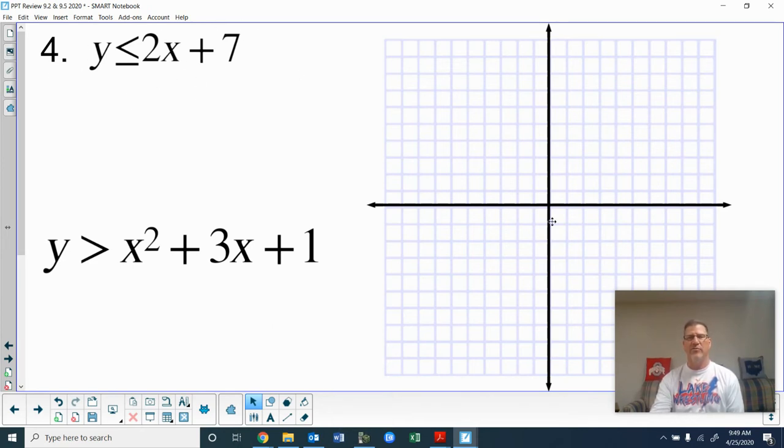Remember, 7 is our y-intercept. So I go up to 7, 1, 2, 3. Let's make this one red. So 1, 2, 3, 4, 5, 6, 7. So there's our y-intercept. Our slope is 2. Remember, we can just put it over 1 if it's a whole number. So I rise 2 and run 1. So I go up 2 and over 1.